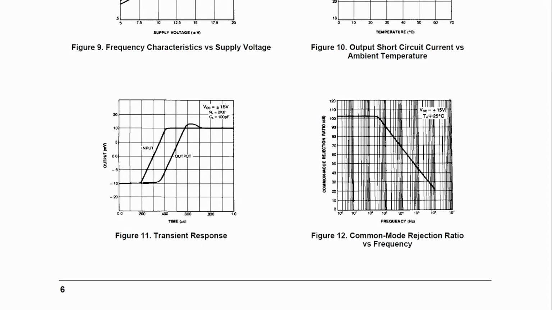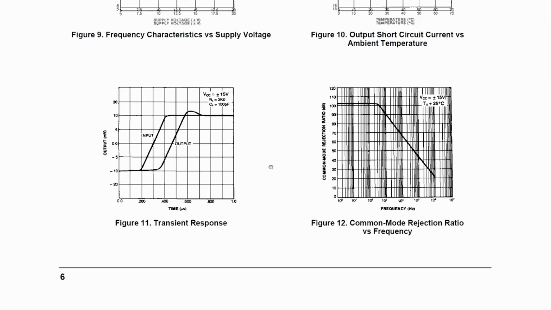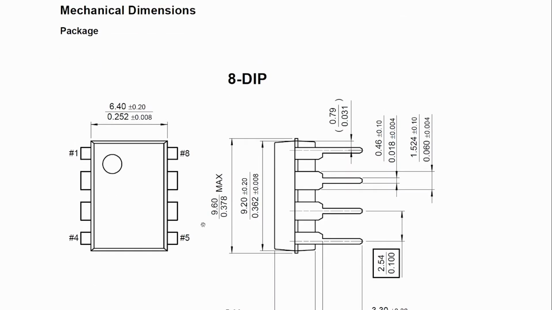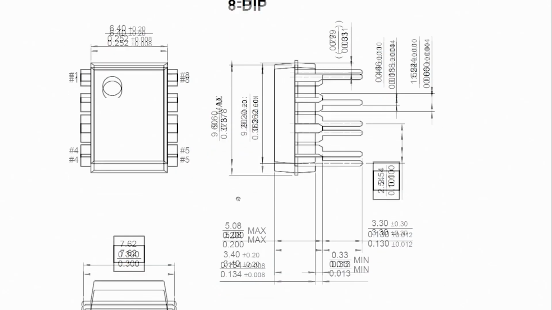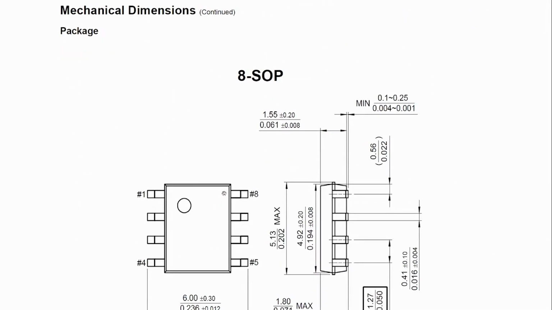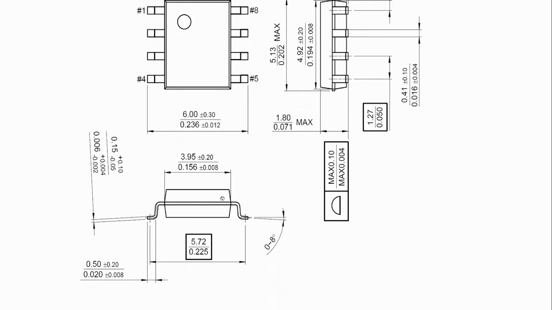Transient response, and we can also see common mode rejection ratio versus frequency. Apart from these parameters, there are other parameters called mechanical dimensions, that is, how the packaging is done. For example, for the 8 pin dual inline package, what is the size of each pin, the size of the chip, the size of the IC, the spacing between 2 pins, the length, everything is given in the data sheet. If we go further, for SOP also everything is given.